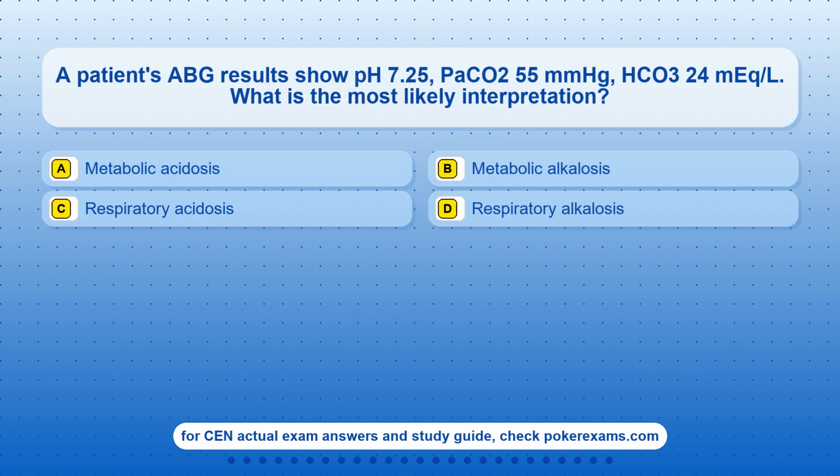Question 11. A patient's ABG results show pH 7.25, PaCO2 55 mmHg, HCO3 24 milliequivalents/L. What is the most likely interpretation? Option A, metabolic acidosis. Option B, metabolic alkalosis. Option C, respiratory acidosis. Option D, respiratory alkalosis.